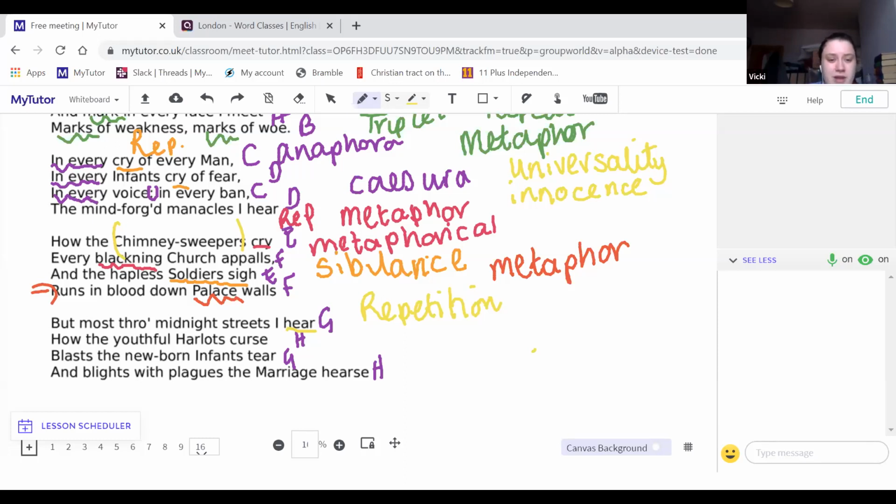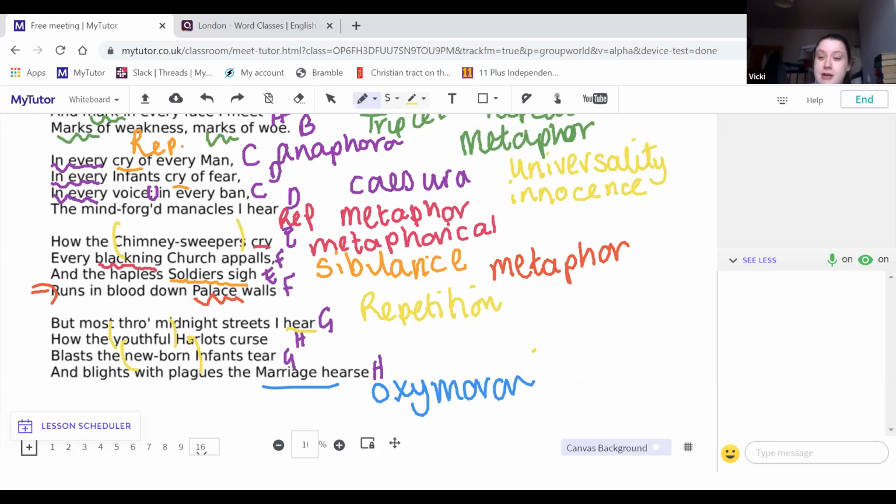And then we've got on blights with plagues, the marriage hearse. So somebody already told me that that was an oxymoron. We've got more talk of innocence here. So newborn infants, and we've got youthful. So marriage hearse. Marriage we generally suggest is a really positive thing. As I said, Blake was married, but Blake believed that if you didn't want to get married, that was completely fine. You should make your own choices. Whereas at the time, you had to get married.